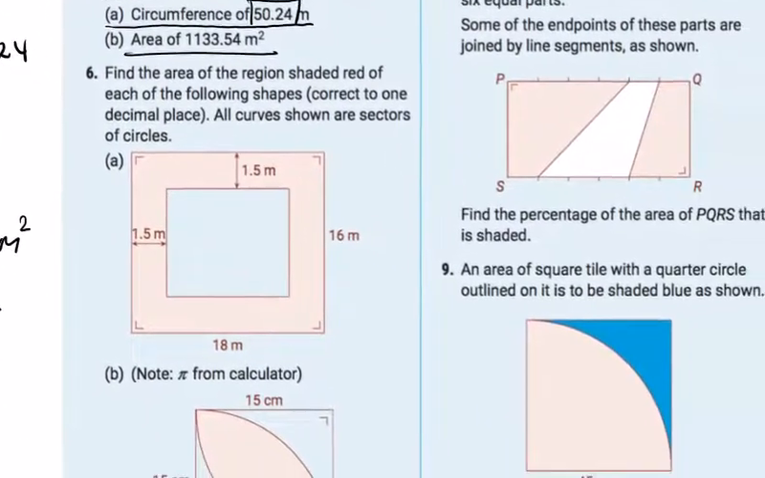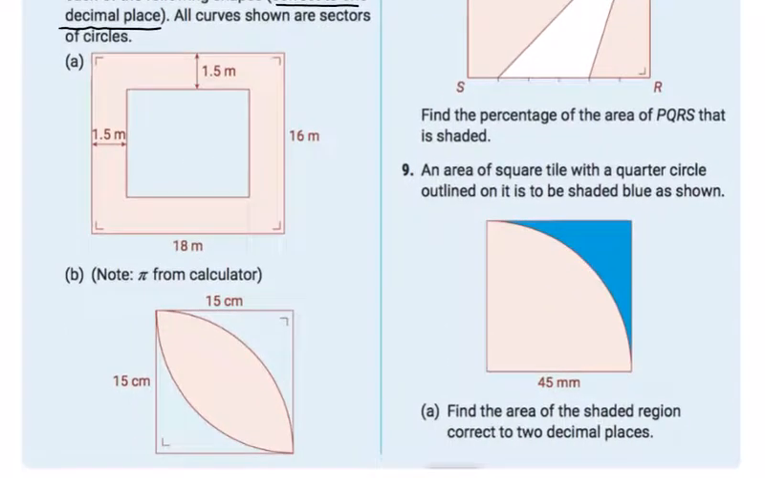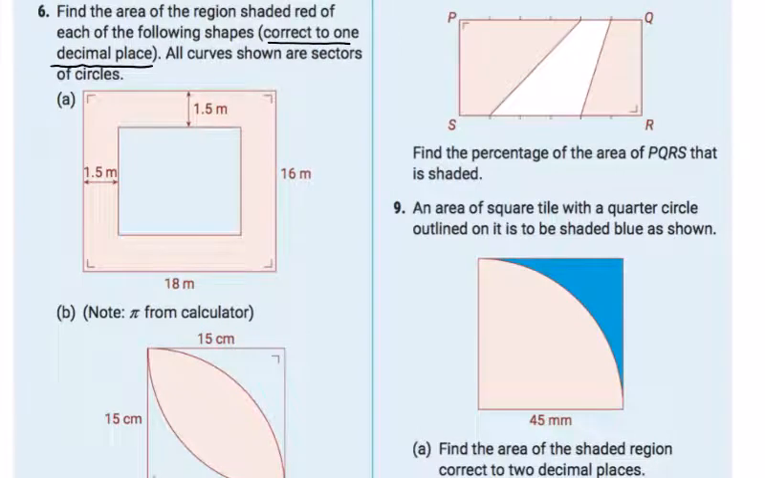For 6, maybe we'll put some work onto the diagram itself. So the path, the area of the region shaded red, which is the outside, correct to 1 decimal place. Just write that down, 1 decimal place here. And all curves are sectors of circles, which will be in part B here. So this path here is 1.5 wide. 1.5, 1.5.